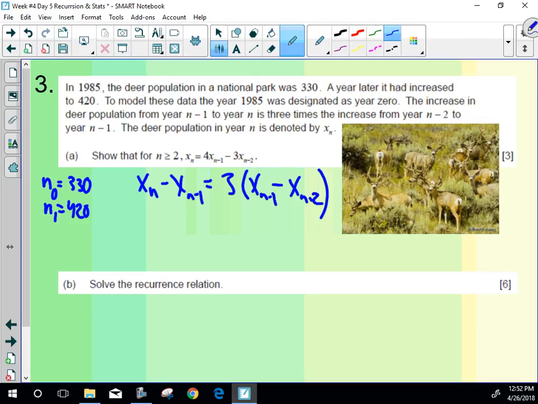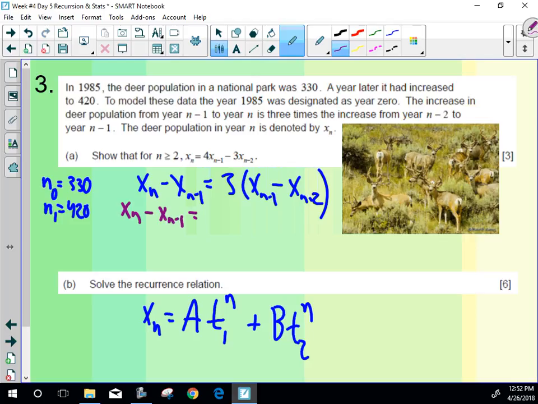So what we're going to be getting to eventually is changing this X of n into a t1 to the nth power, an exponential, plus b t2 to the nth power, which is an exponential. That's what we're going to be building on for part B. But this one's quite easy. All you have to do is go X of n minus X of n minus 1 equals 3X of n minus 1 minus 3X of n minus 2.